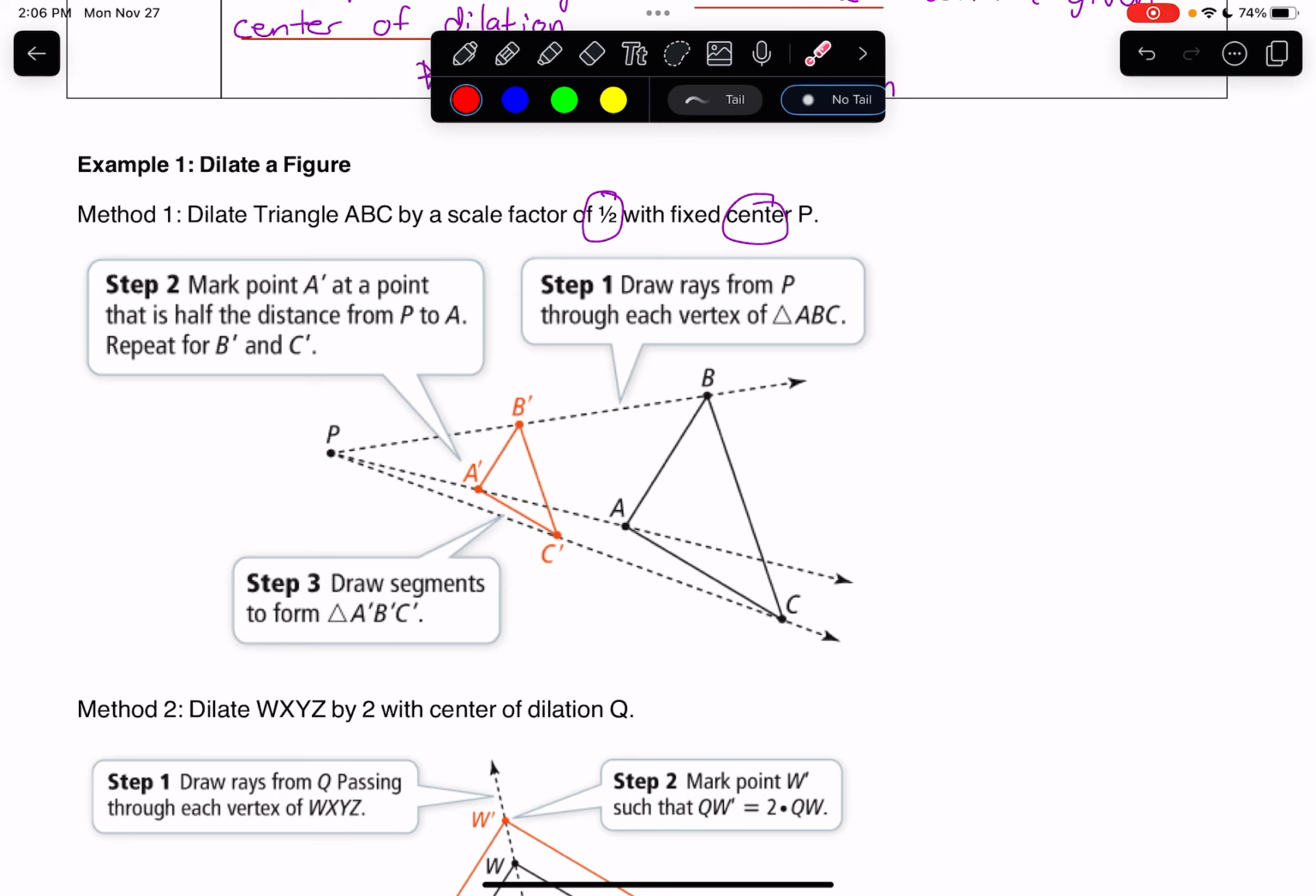So just by coincidence, or not really coincidence, but by mathematics, AB is twice the length of A prime B prime. Or said the other way, A prime B prime is half the length of AB. So it's a dilation with a scale factor of 1/2.